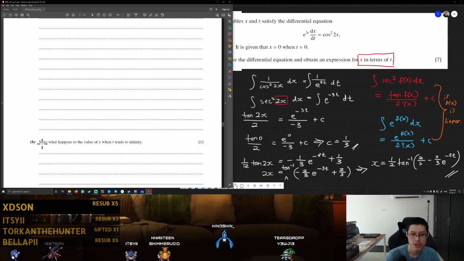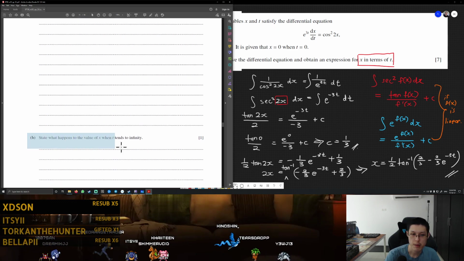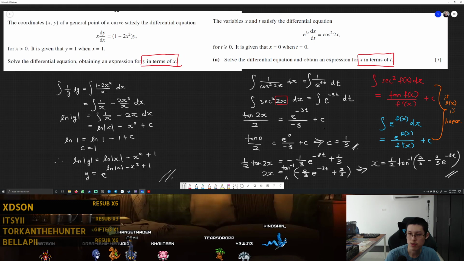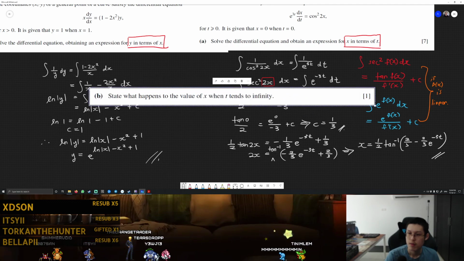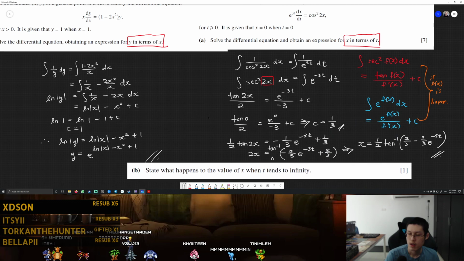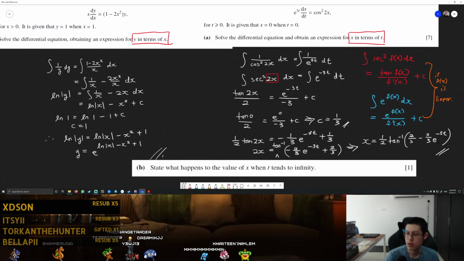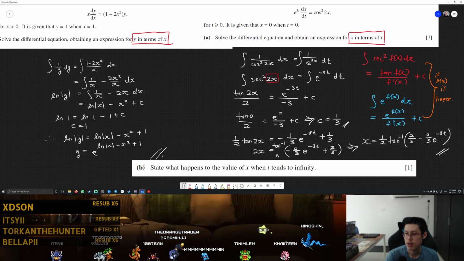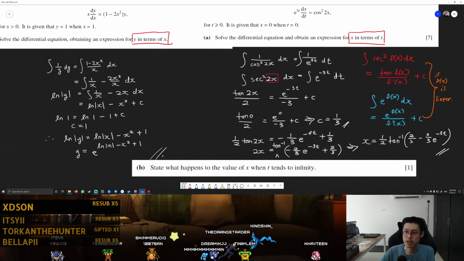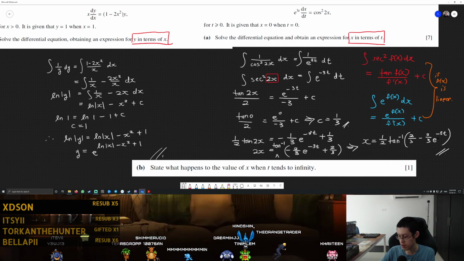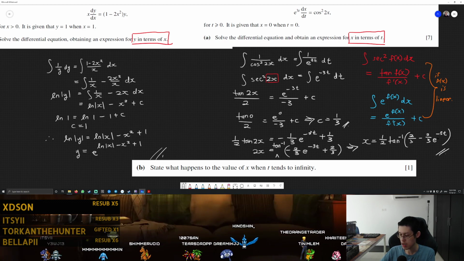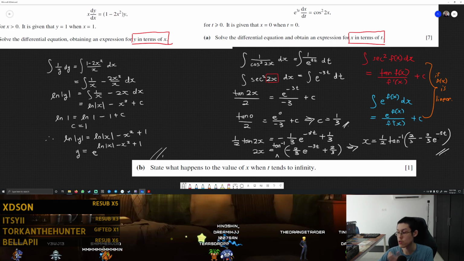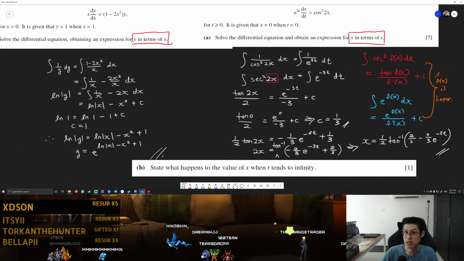Okay, so if you look here, sometimes they ask you something like this. State what happens to the value of x when t tends to infinity. Well, let's see. You can see this is an exponential function. So when t is a gigantic number, what happens to this value here? You have e to the power of some negative, some huge number. So you can always put that in your calculator to see what happens. You get e to the power of, let's say, negative 10,000. You will get something very close to 0. In fact, your calculator will just show you 0 because it's that small.